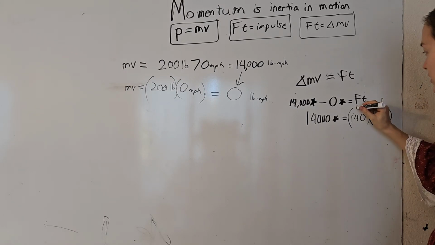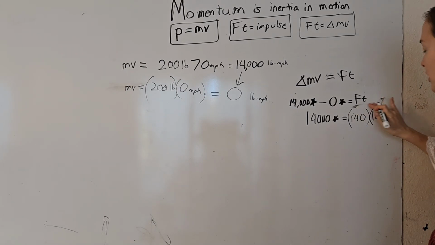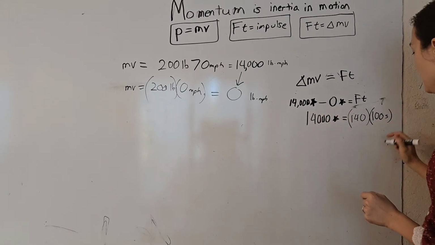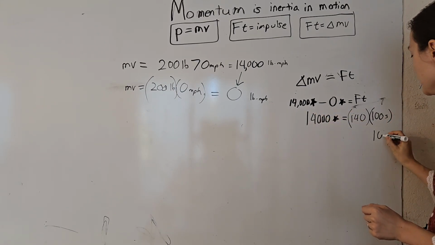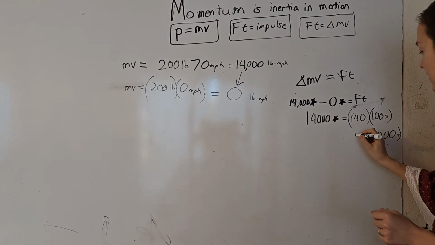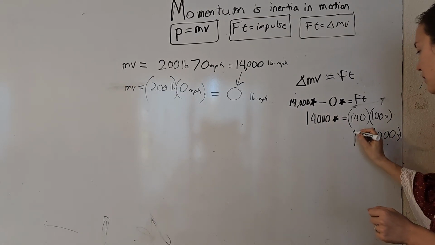So now if he stops over 100 seconds, he only has 140 units of force on him instead of that 14,000 units of force, because we know it has to be this much change in momentum. Now let's say he brakes over 1,000 seconds, now he's just going to have a gentle little 14 units of force on him.